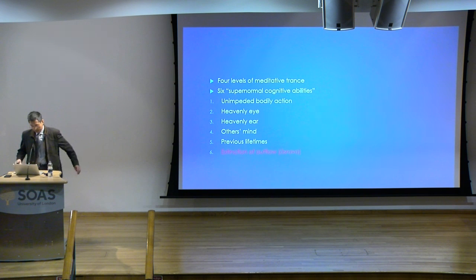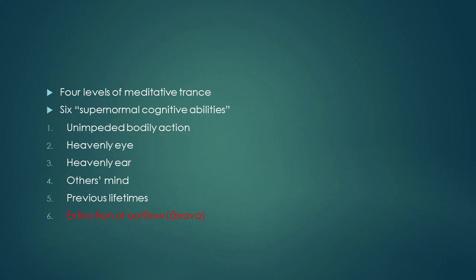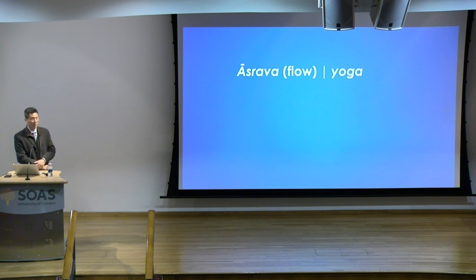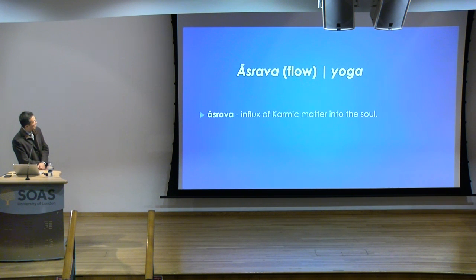And then the final ability is the extinction of outflow, asrava, which means outflow or flow. And here's a bit of background in terms of concept, simple concept, but well, not simple, but we'll make it simple. Basically, Chinese translated it as flow or leaking, and it has a lot to do with the yoga practice. So asrava means a sort of influx of karmic matter into the soul.